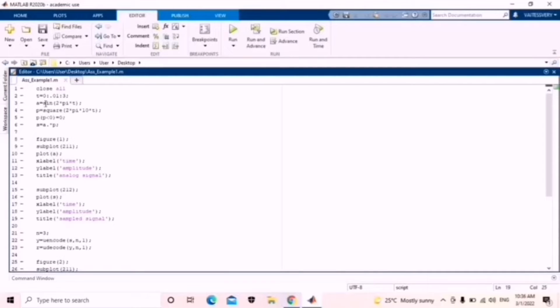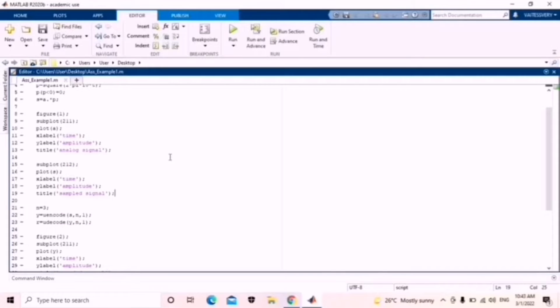Then we make a sine wave by using the parameter 2 times pi times time. Then this expression shows the square wave by using 2 times pi times 10 times time. And this shows the square is equal or less than 0. Next we make the sample signal by using A to represent the sine wave, which dot product times, and P represents the square wave. These codings are for plotting the graph. We plot the analog signal, and then we plot T against the sine wave, with X label as time and Y label as amplitude.